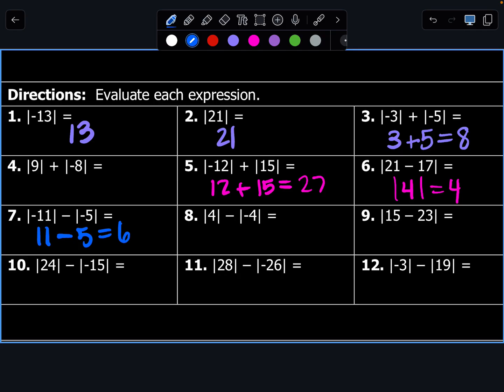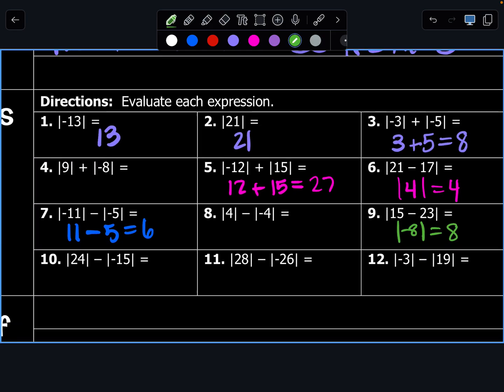Okay, let's look at number 9. 15 minus 23. What is 15 minus 23? Negative 8. Absolute value of that is then 8. So when you see absolute value and it's in an operation, think of it like parentheses. That's how we operate them. Does that make sense? Do you want to see any of the other ones?